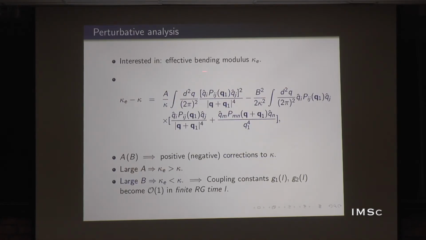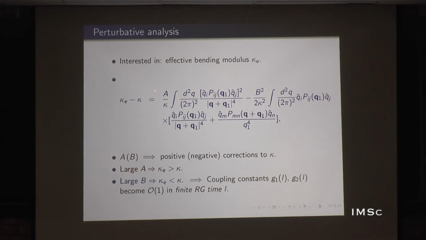So, we are basically interested in the effective bend modulus kappa e, the effective because the nonlinear interactions change the bend modulus that you measure in experiments. The change has this particular complicated form. Do not worry about the algebra, just note there is one part which is positive definite, and then there is a second part which comes with a minus sign. So, there is a competition.